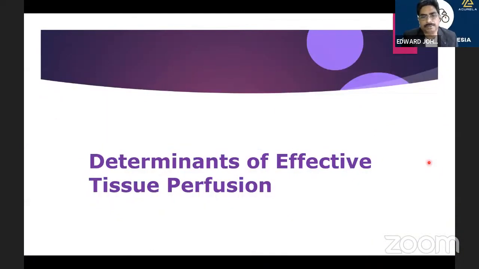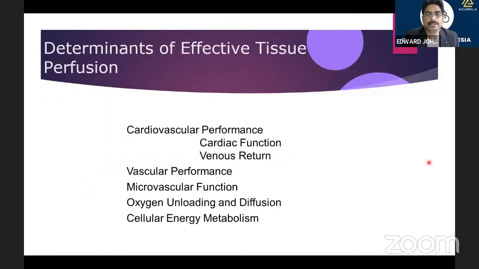So now coming to the determinants of effective tissue perfusion. What are the factors that determine tissue perfusion? For effective tissue perfusion, your cardiac performance, like cardiac function, should be good, and your venous return should be adequate. And your vascular performance, that is the tone of the vasculature, should be adequate to transport the blood from the heart to the end organ. And in the end organ, the microvascular function also should be normal. Then the blood has reached the end organ.